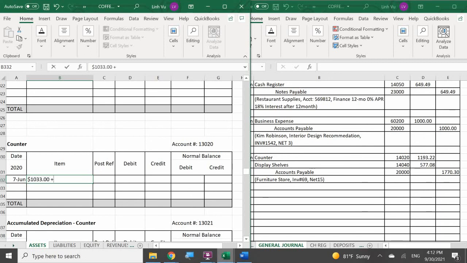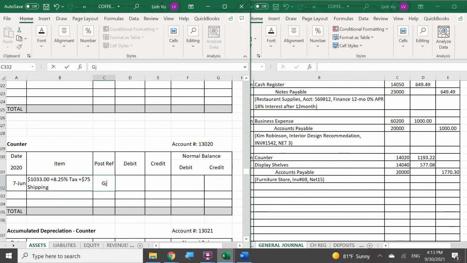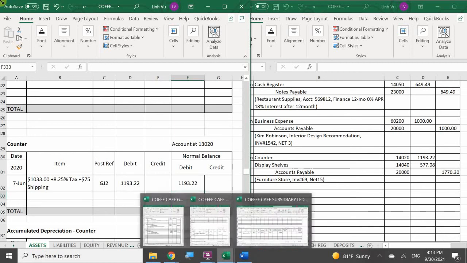Plus the 8.25% tax, plus $75 worth of shipping. So you have $1,193.22. Correct. General journal number 2, and we have it for $1,193.22. So we also have to do that to our display shelves, right?